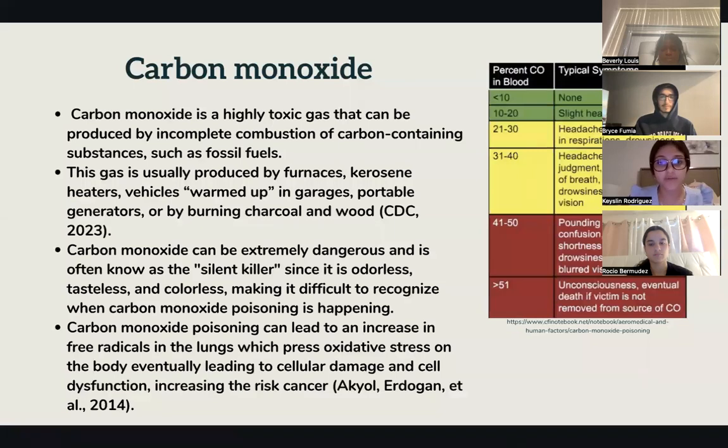Now for carbon monoxide. So carbon monoxide is a highly toxic gas that can be produced by the incomplete combustion of carbon-containing substances, such as fossil fuels. This gas is usually produced by furnaces, kerosene heaters, vehicles warmed up in garages, portable generators, or by burning charcoal and wood.